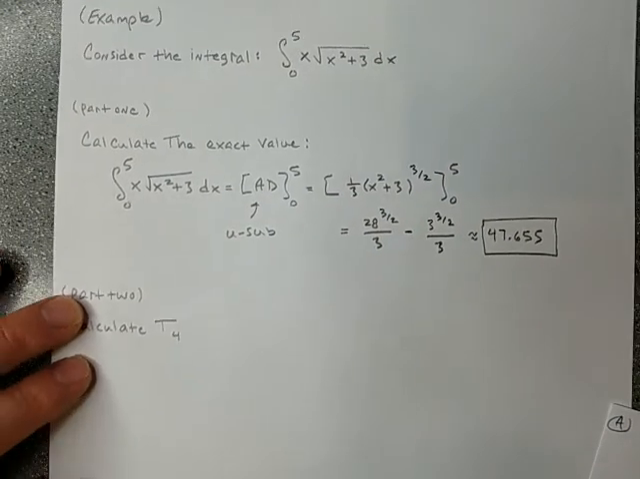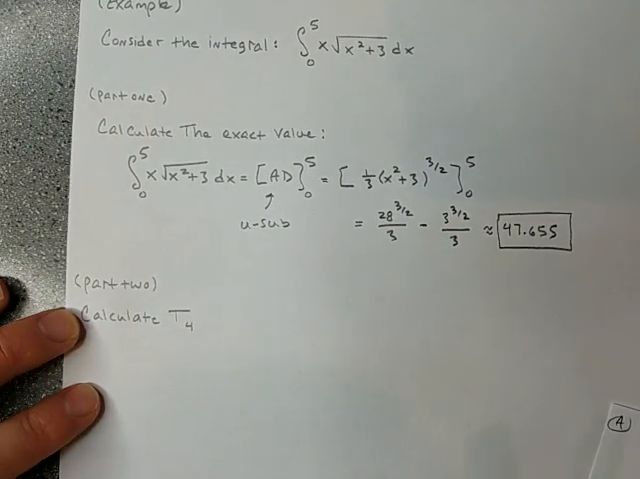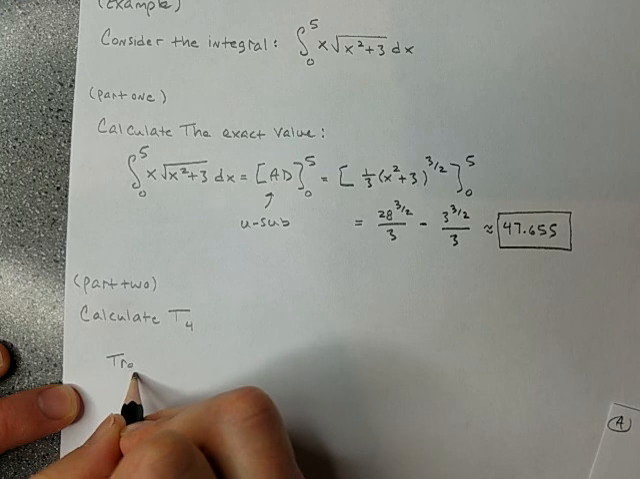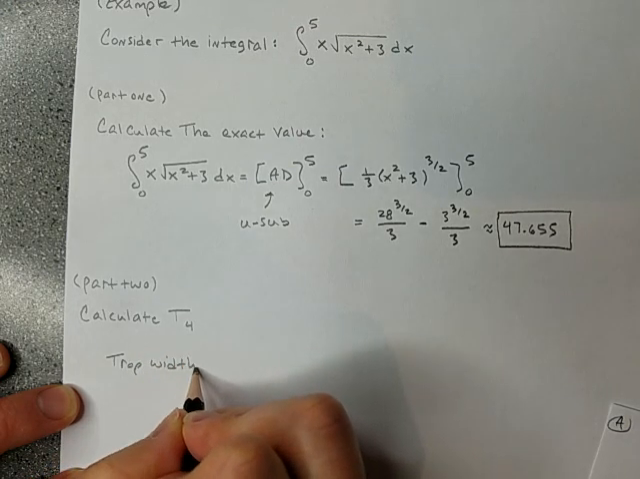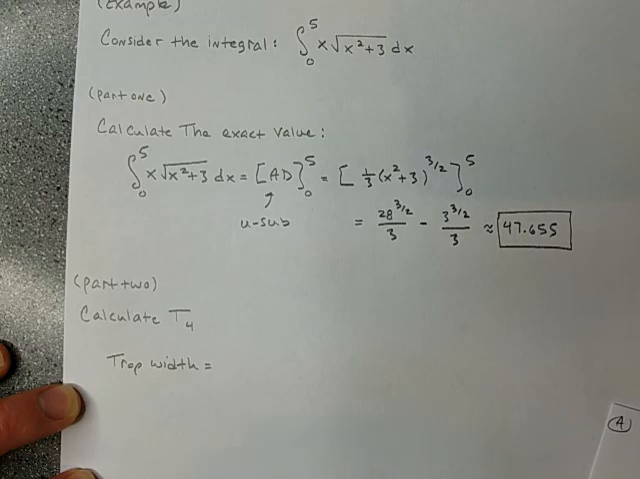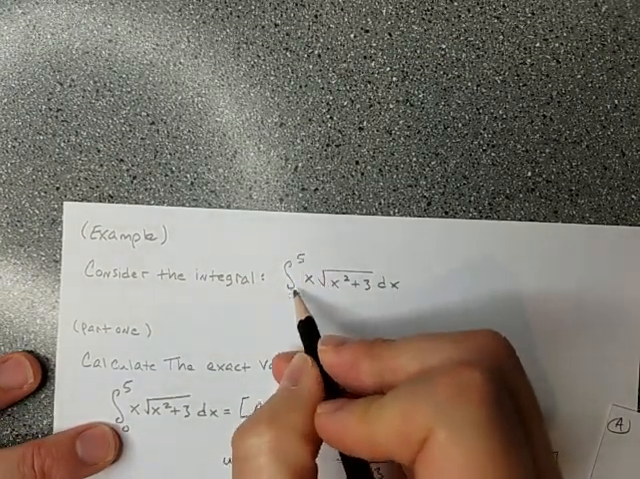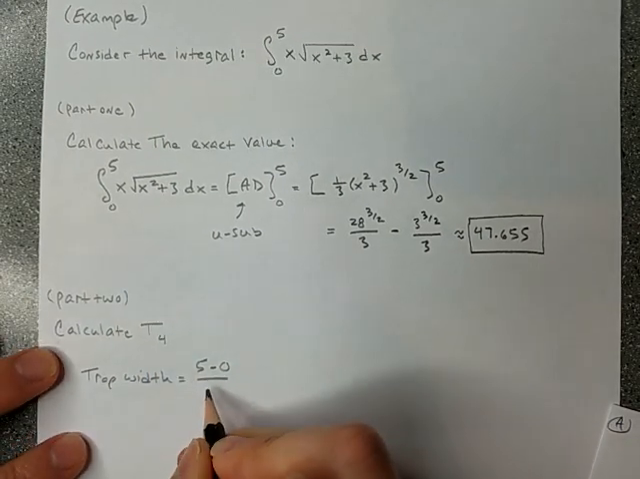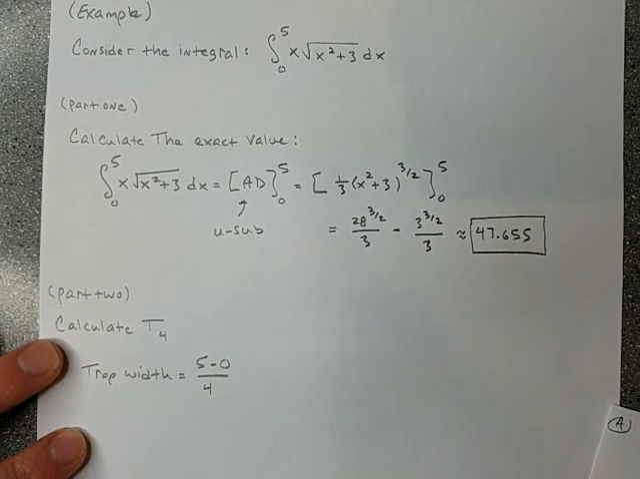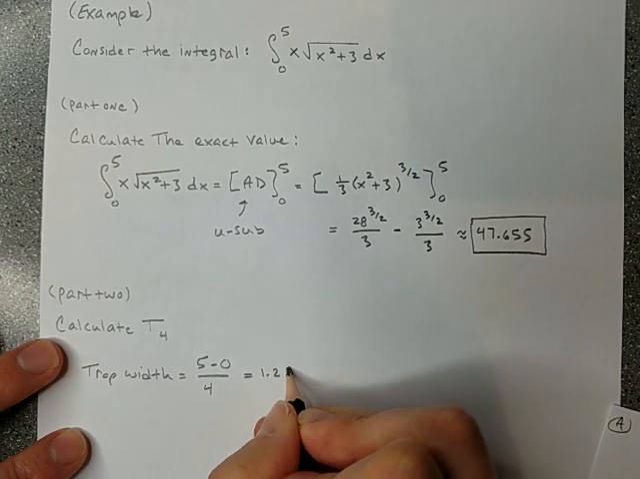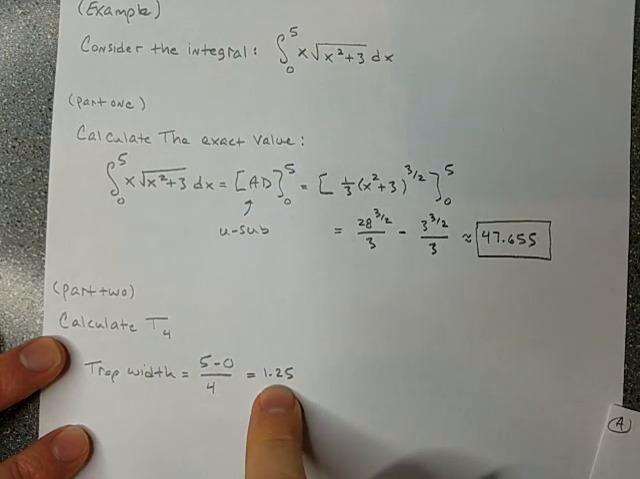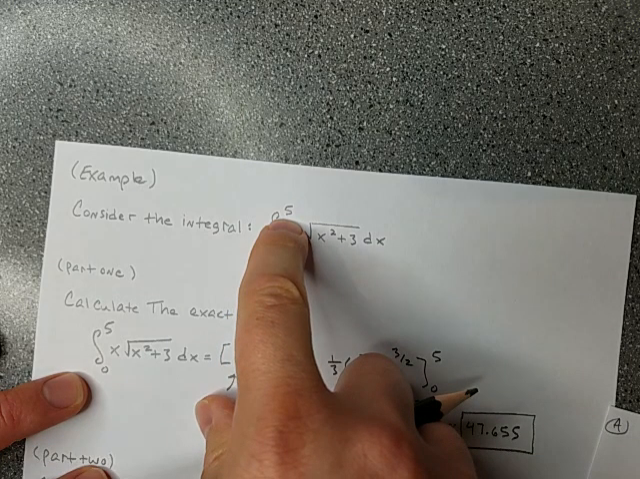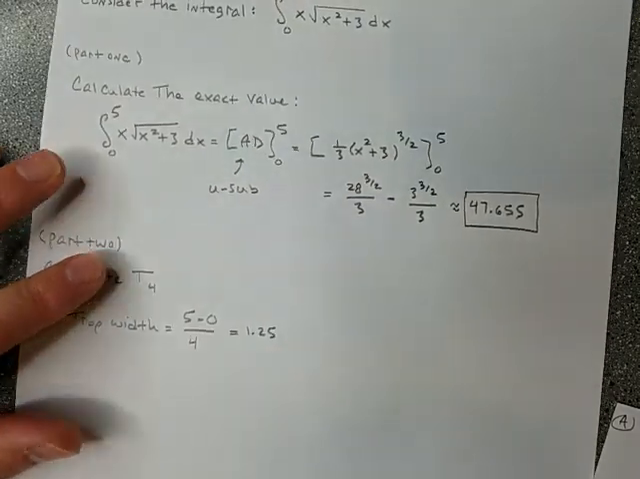Okay. T4. Let's try T4. So what was the procedure for the trapezoidal rule? I find the trap width, find out how wide each trapezoid is, and that would be the upper limit of integration minus the lower over the number of trapezoids we're going to use, just like so, and we'll get 1.25. All right, that's how we count from the lower limit of integration up to the upper limit of integration, one at a time, to get our partition.